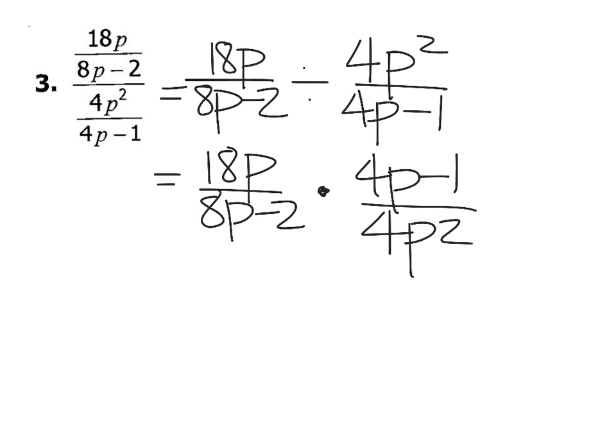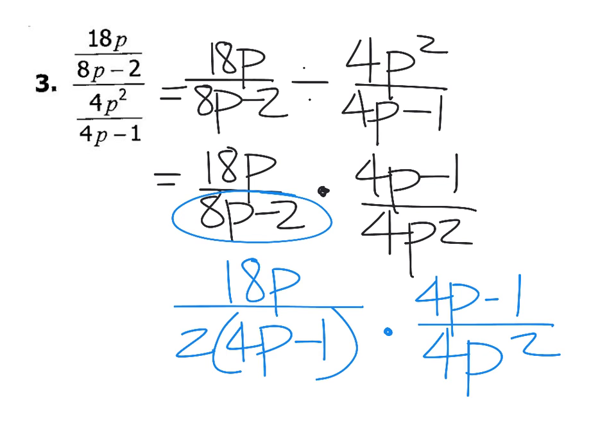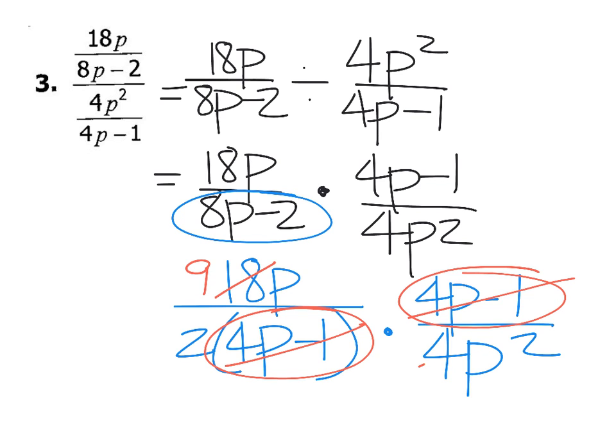Alright. Now, in order to simplify, we want to factor out what we can. So we can factor out a 2 here on the bottom. So we get 2 times 4p minus 1. 18p stays on the top, times 4p minus 1 over 4p squared. Now, common binomial factors cancel each other out. Alright, 18p and 4p squared. We can divide both of these by 2. So we're left with 9 and 2. This p and one of these p's will cancel out, so you're just left with 2p here.